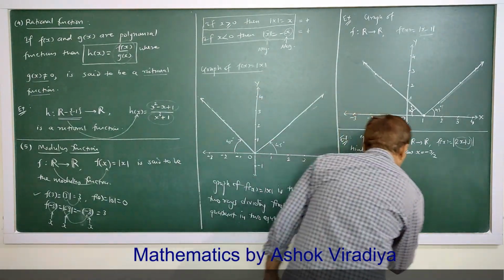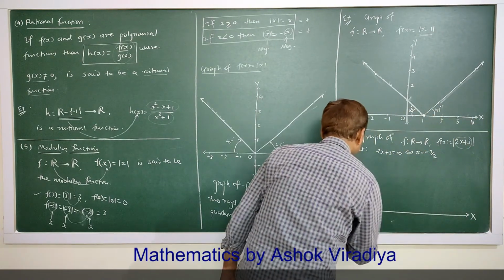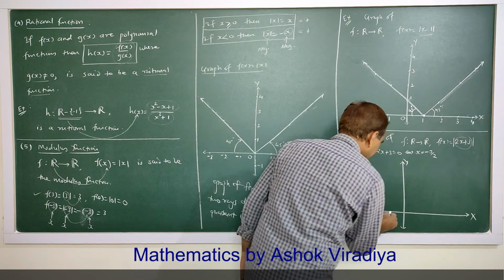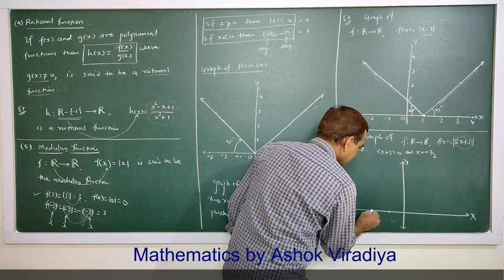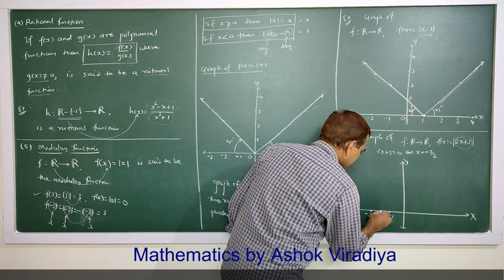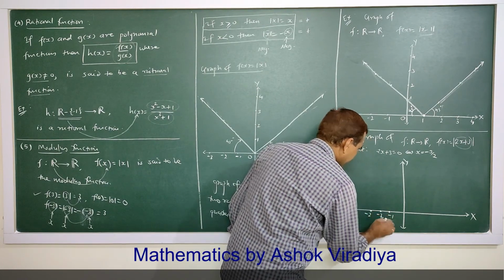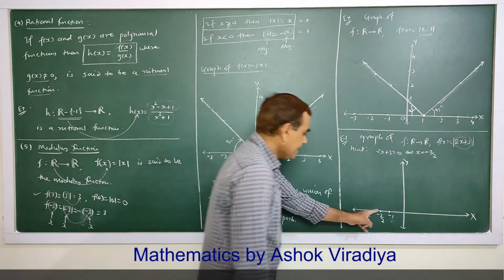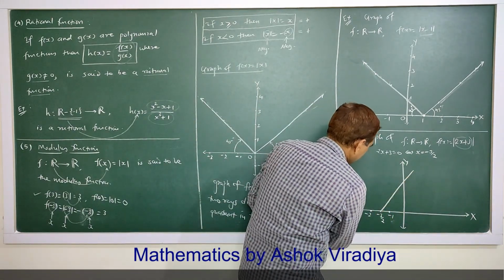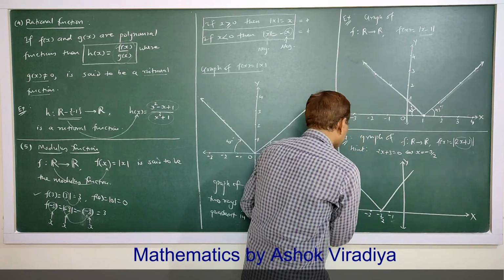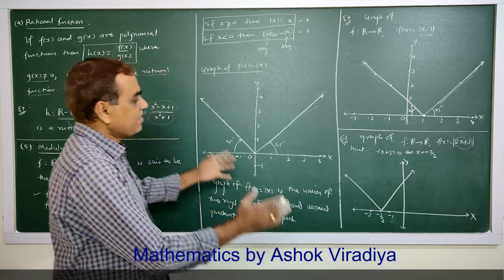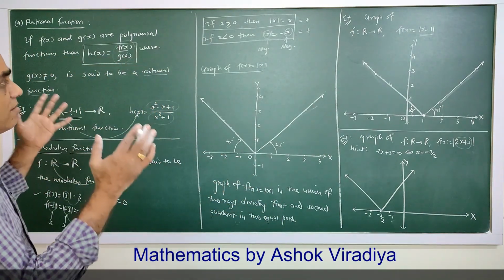So on the x-axis, this is x-axis, this is y-axis. Here it is minus 1, this is minus 2, and here this is minus 3 by 2. At minus 3 by 2, this corner will be shifted. So this is the method to draw the graph of a modulus function.